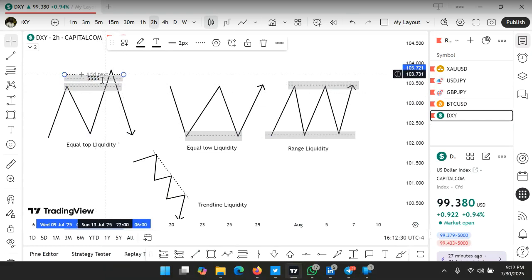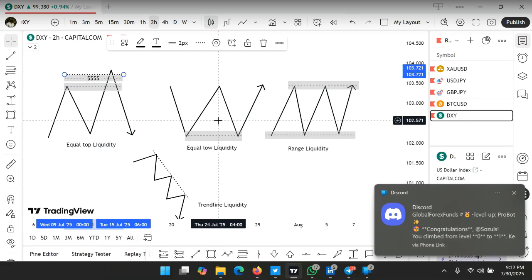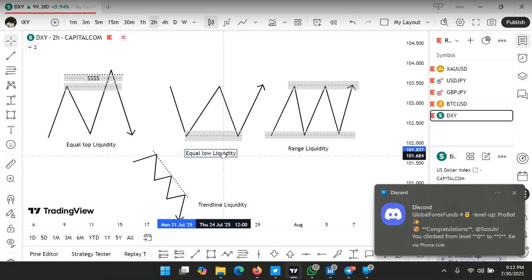That's the essence of all these zones. We call this example equal top, or equal high liquidity. Now the next one is equal low liquidity. What do you think will happen around this zone?